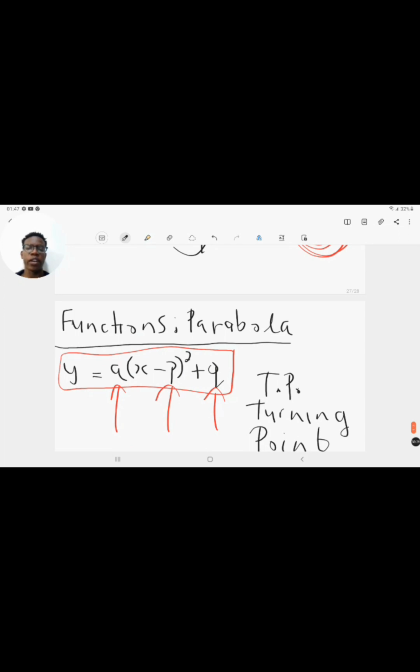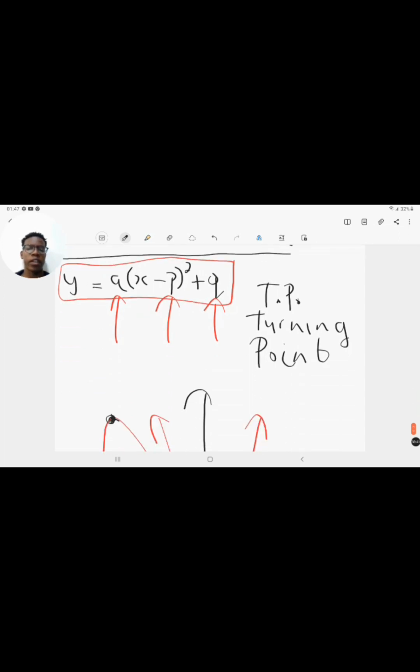So the standard form here, actually, its advantage over the first standard form is that we can immediately get our turning point from this standard form. Okay, so what is A? A is a constant. It's just a coefficient of that entire thing. Okay, so that's A, and then P is our x value.